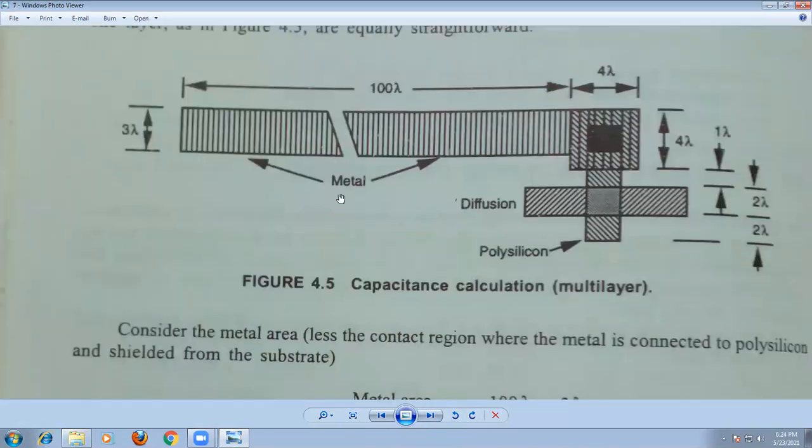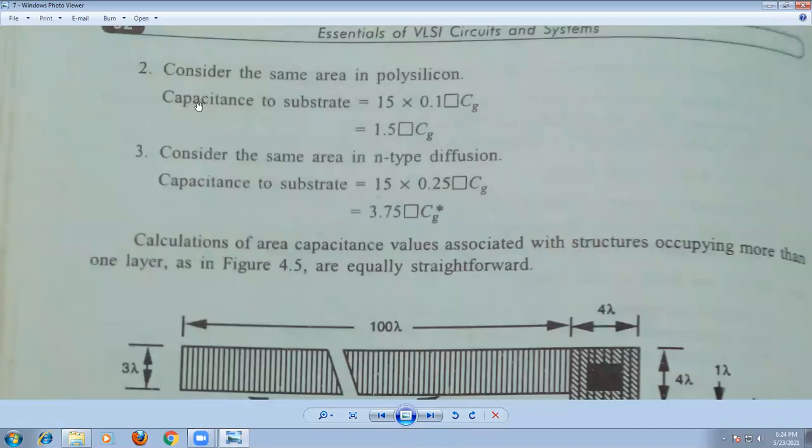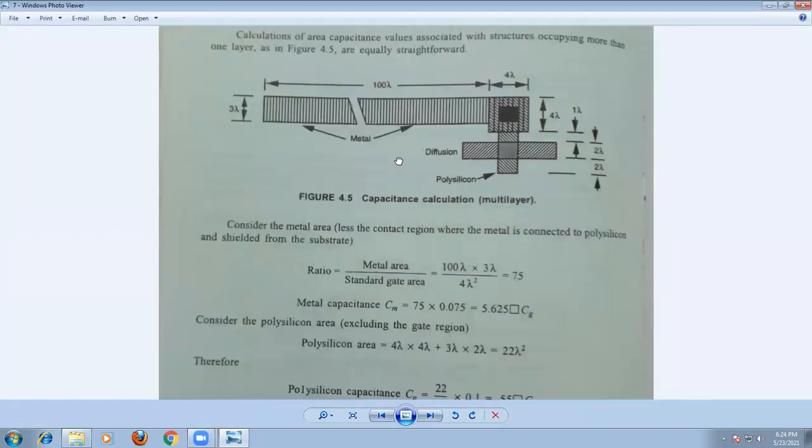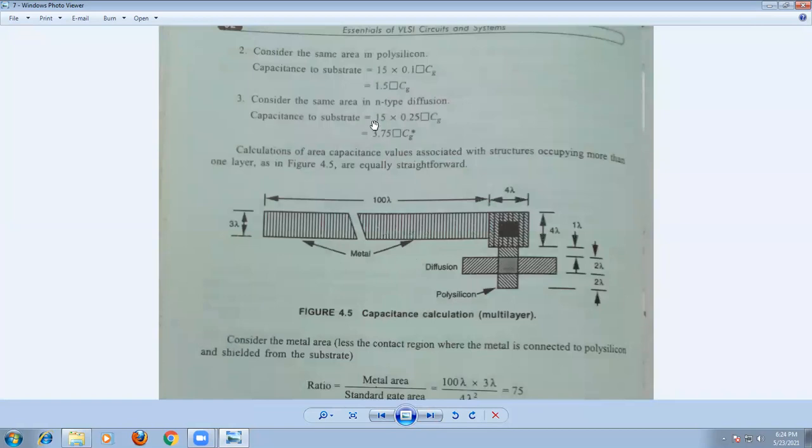Just observe. Consider the capacitance area is polysilicon. Polysilicon to substrate capacitance is 15 into 0.1 square Cg. So it is nothing but 1.5 square Cg, right? Similarly, we can consider again the area, this area again, N diffusion. Again, the relative area is the same.